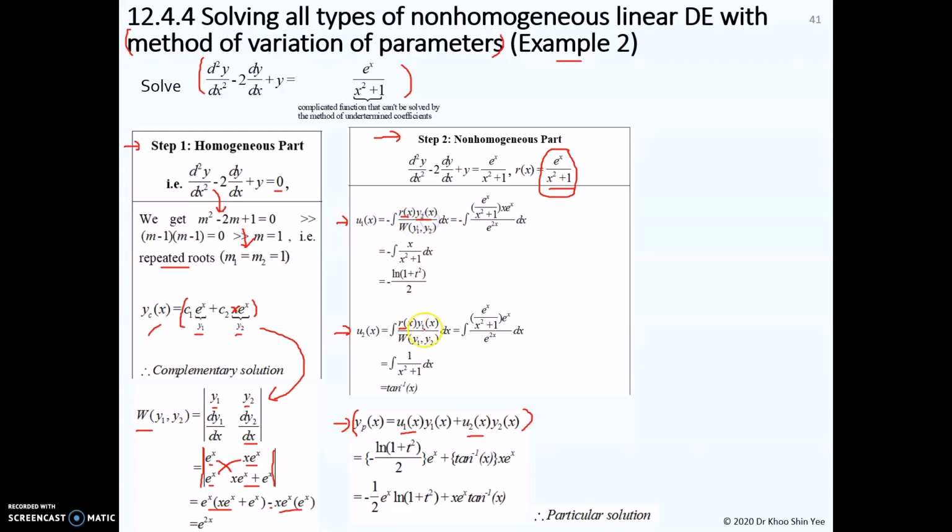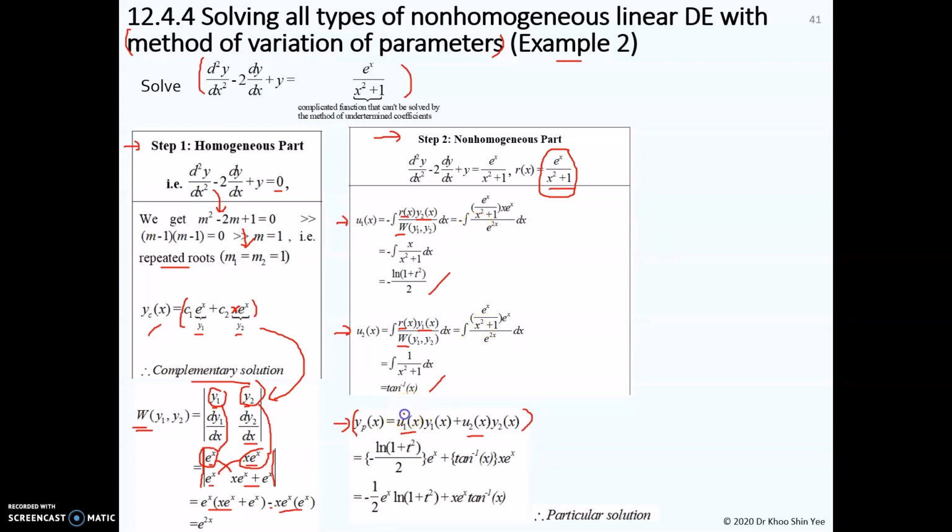So y2 and y1 can be computed from the complementary solution here. In this case, your y1 is equal to exponential x, and your y2 is equal to this. So you can substitute it inside. Lastly, you substitute the w equal to exponential 2x inside the w here. So after you perform the integration, you should obtain the u1 and u2. You can refer to the engineering mathematics note for the detailed procedure of this integration.